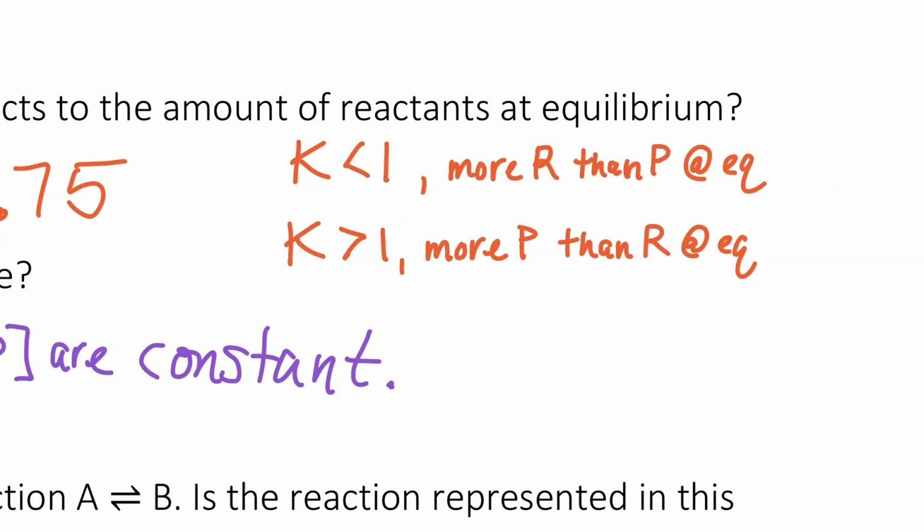The magnitude of that also gives you more information too. Like here, 0.75 is not that much smaller than 1, so we have a pretty close relationship between the amount of reactant to product, with a little bit more reactant. Sometimes the opposite is true, and you have a really, really big K value because you have a lot more product than reactant, or a really, really small one because you have a lot more reactant than product. Okay.